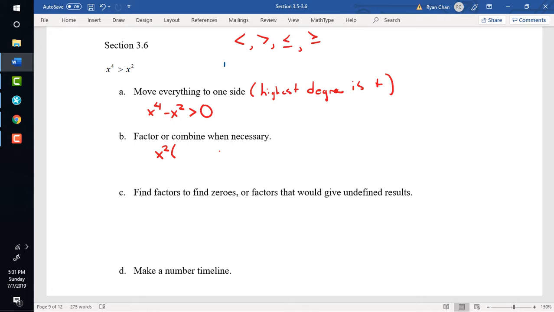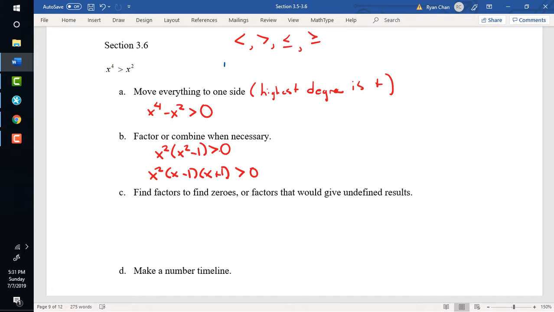And I have x squared minus 1 is greater than 0. And I can factor that into x minus 1 and x plus 1. So make sure you factor everything all the way. Otherwise, you will not be able to solve this well.